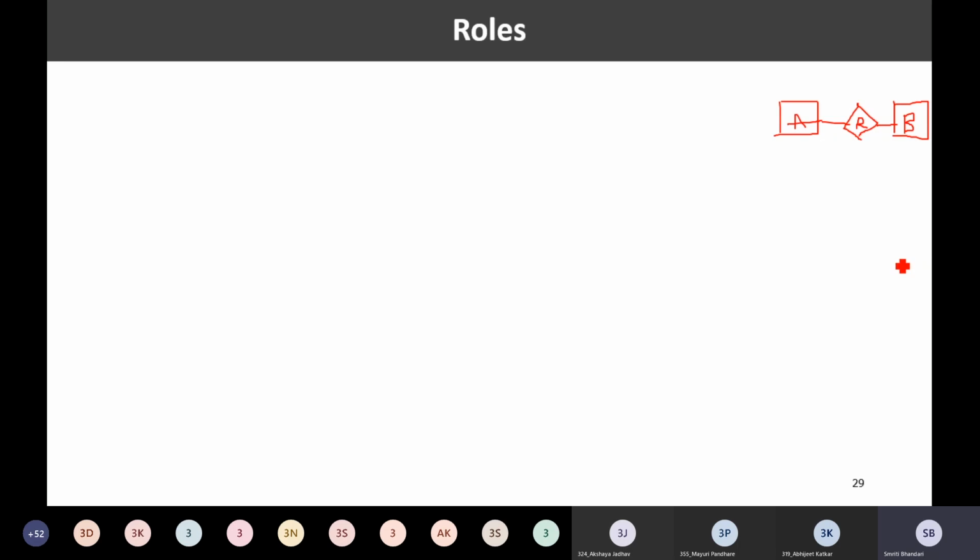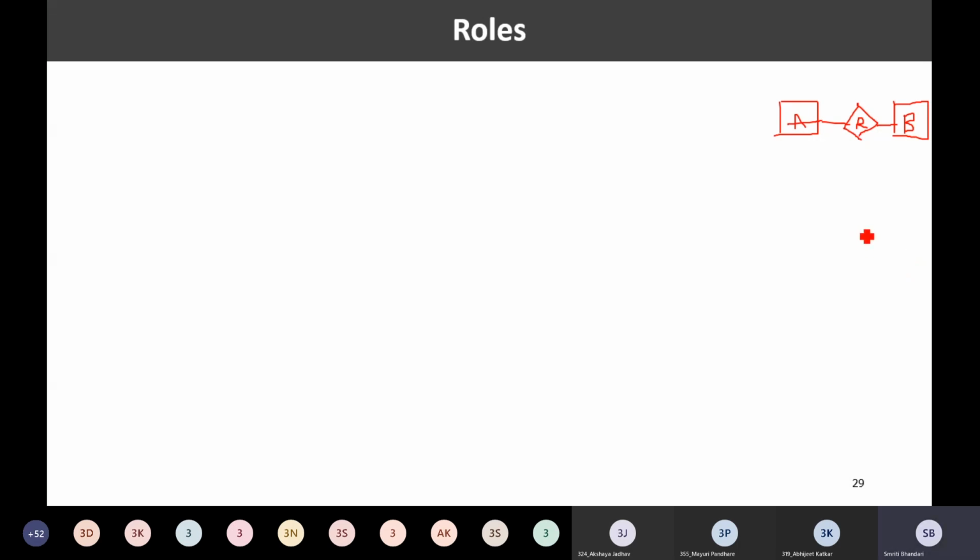Now, it is not mandatory that the entity sets participating in the relationship set are distinct. What I mean by that is, it is possible that one entity set participates in the relationship set twice. I'll repeat. It is possible that one entity set participates in the relationship set twice.